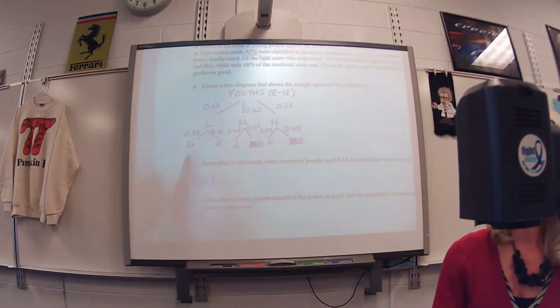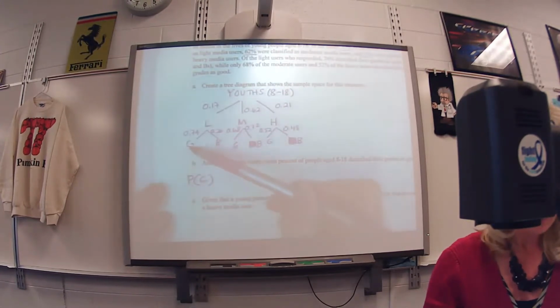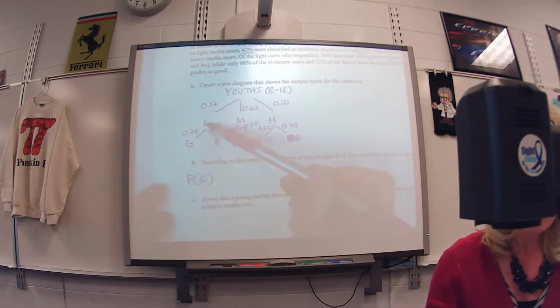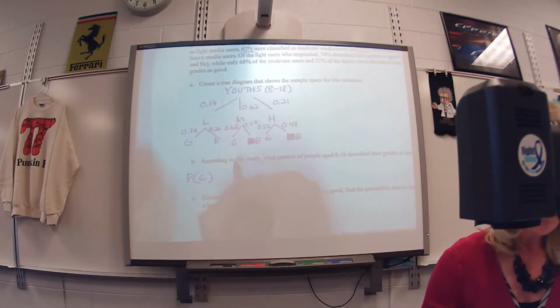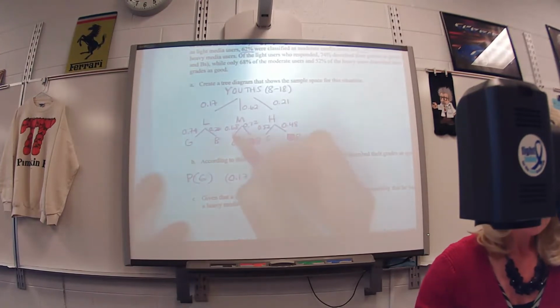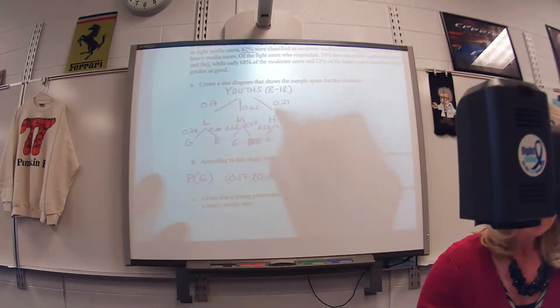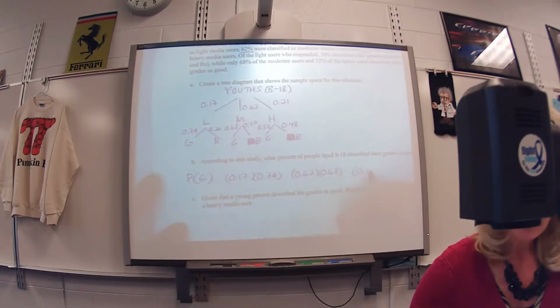Well, I can see all the G's right here, but then I realize I'm going to go up backwards and say the good people came from this trail. So basically what I have is 0.17 multiplied by 0.74 is one trail. I have 0.62 times 0.68 as another trail. And then I have the 0.21 and the 0.52 as the other trail.